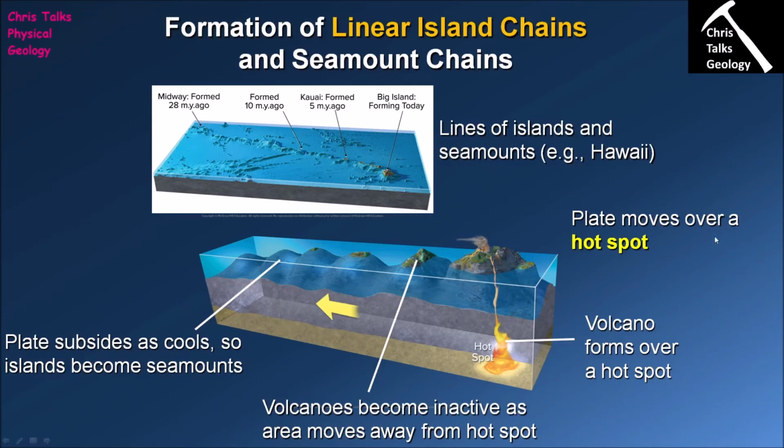And so these linear island chains are extremely helpful because once again they show us the plates are moving due to the formation of this linear chain of islands, but they also give us dating evidence that we can use to calculate the rate at which the crust is actually moving.